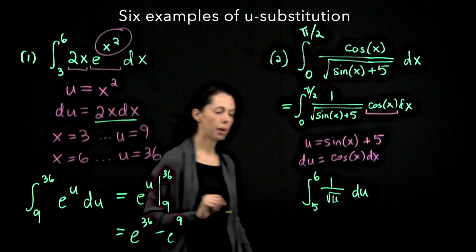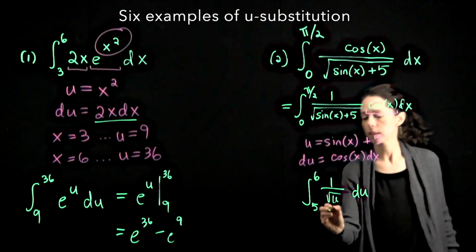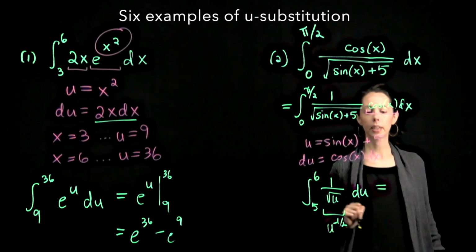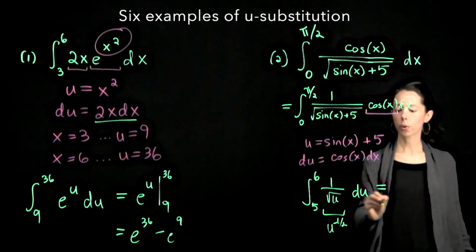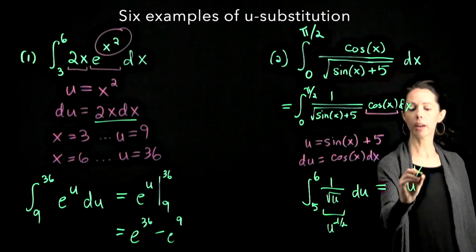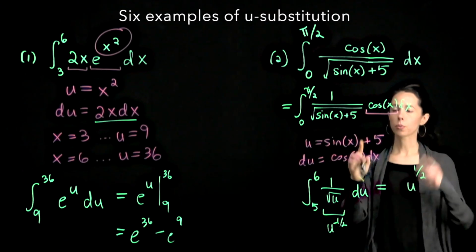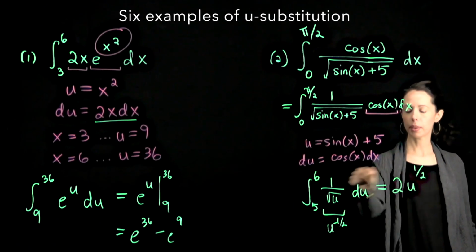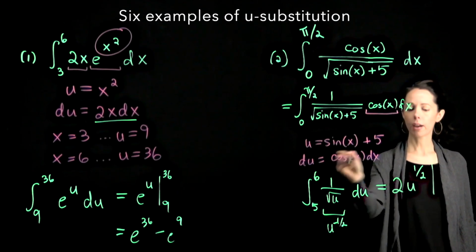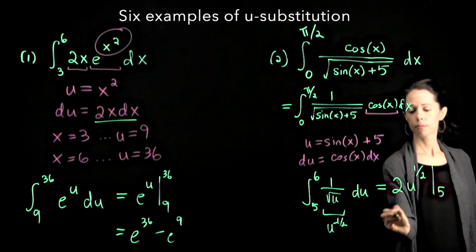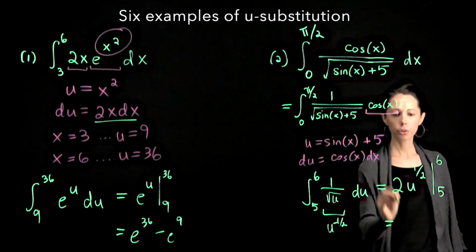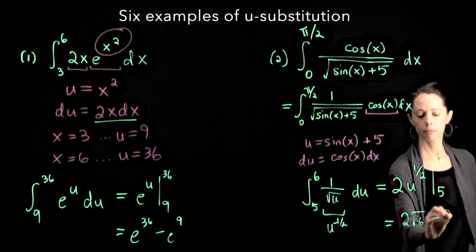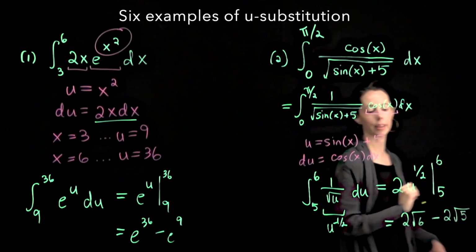Anti-differentiating this is now not too bad. 1 over the square root of u is the same thing as u to the negative 1/2 power. So using the power rule to anti-differentiate this, we can say that's going to be u to the positive 1/2. And then 1/2 drops down, minus 1, that gives me negative 1/2, but I need to multiply by 2. Okay, so that should be the antiderivative. And then we plug in 5 and 6. And we get 2 square root of 6 minus 2 square root of 5. Like that.